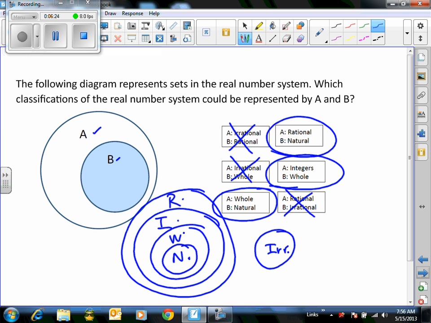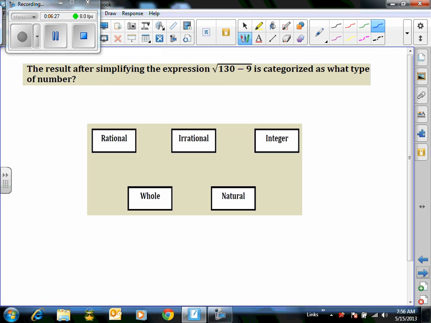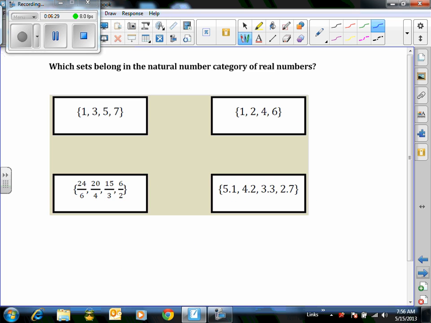What I'd like you to do now is to go ahead and answer these questions about the real number system. Good luck, and let the teacher know when you're done.